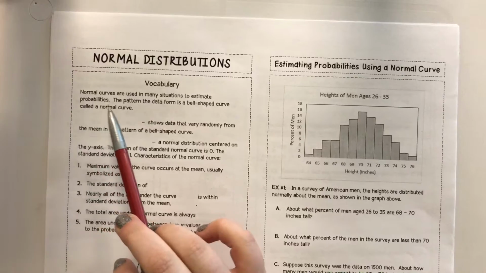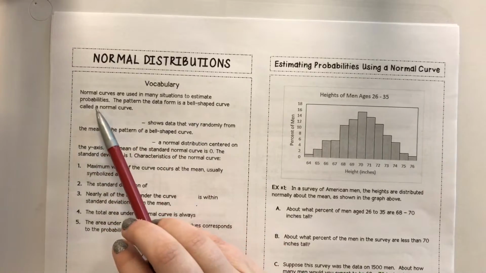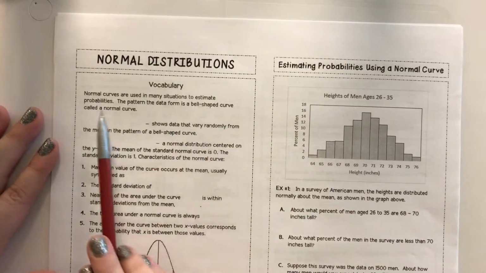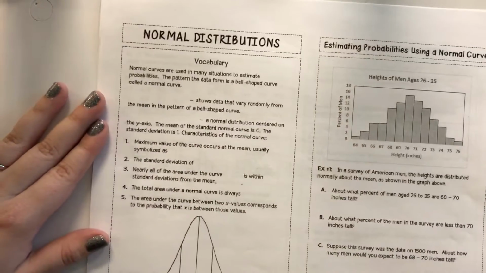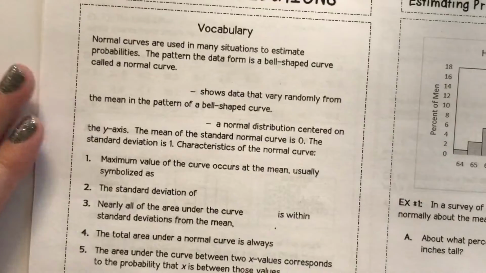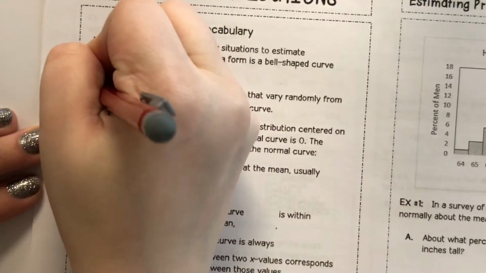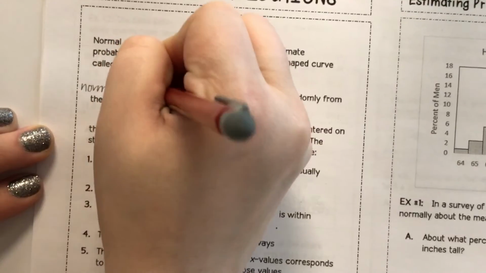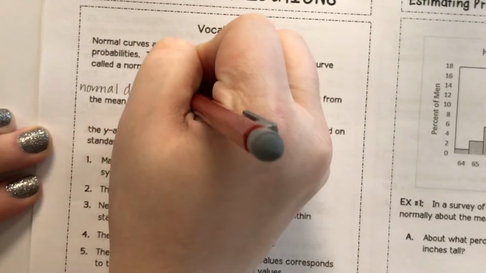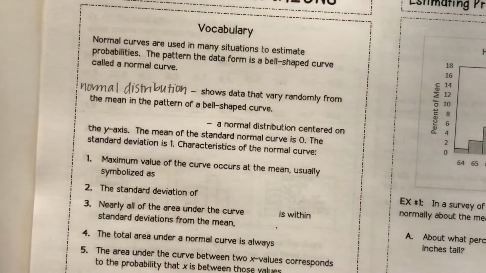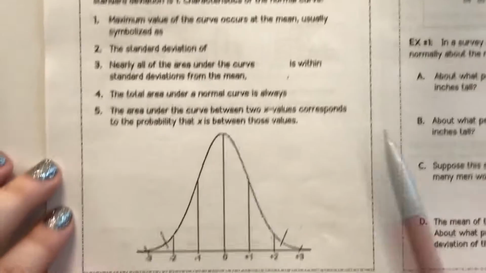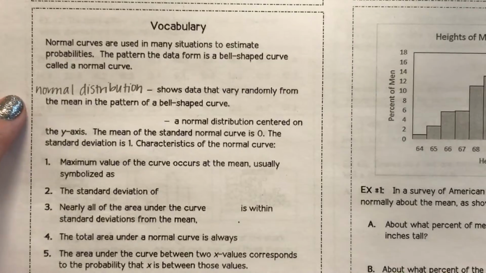So normal curves are used in many situations to estimate probabilities. The pattern in the data form is a bell-shaped curve called a normal curve. So a normal distribution is our first vocab. It shows data that may vary randomly from the mean in the pattern of a bell-shaped curve. So it looks like this down at the bottom. That's called a normal distribution. Okay?